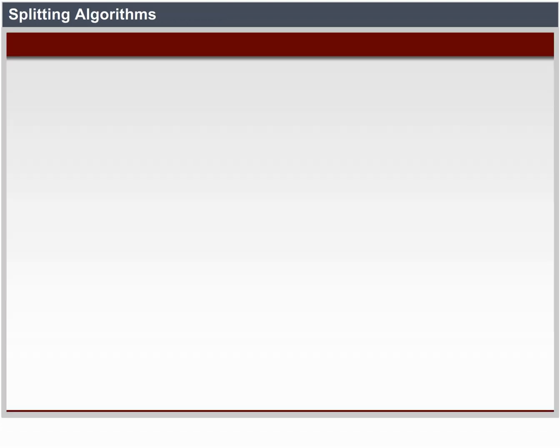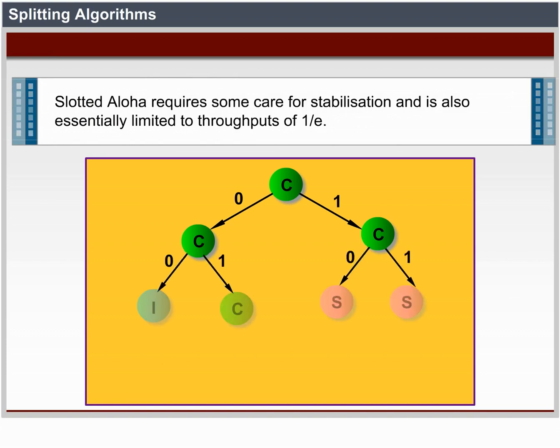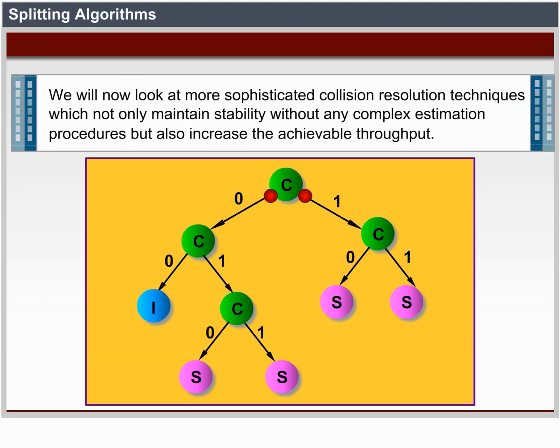Splitting algorithms. Slotted aloha requires some care for stabilization and is essentially limited to throughputs of 1/e. We will now look at more sophisticated collision resolution techniques that both maintain stability without any complex estimation procedures and also increase the achievable throughput.